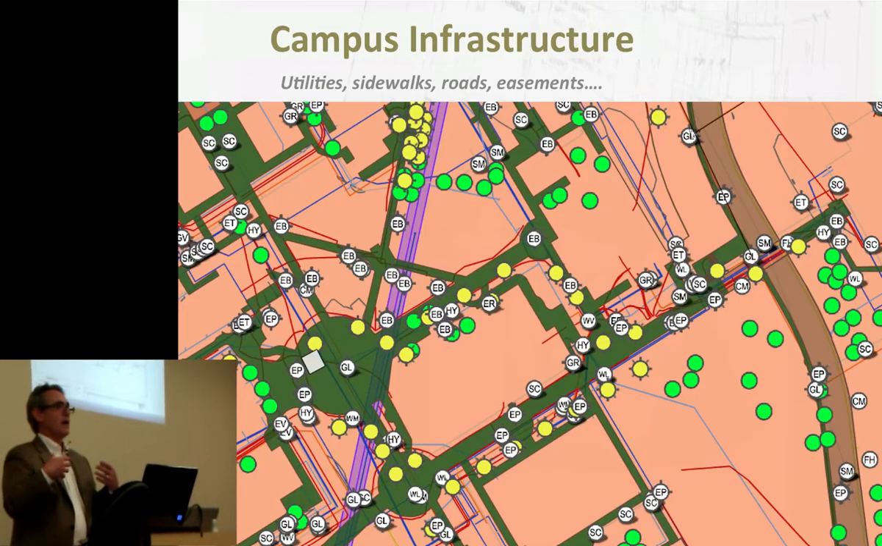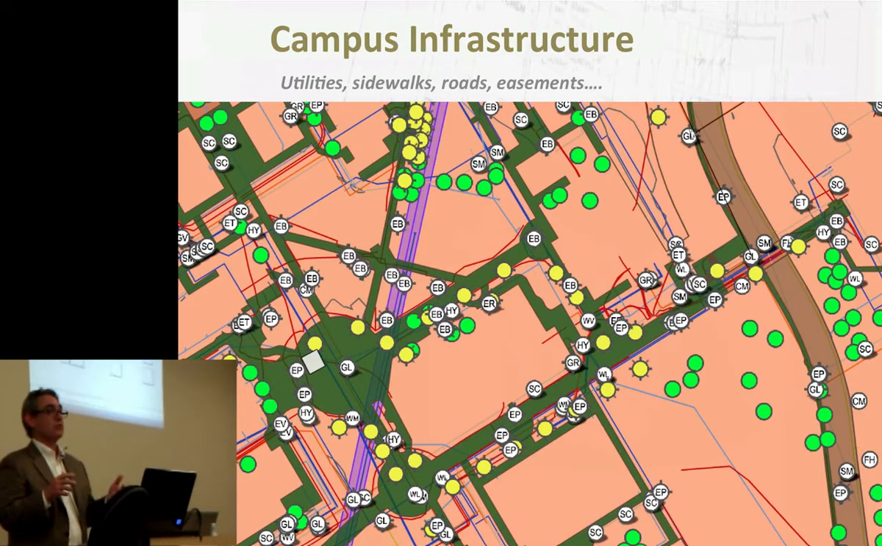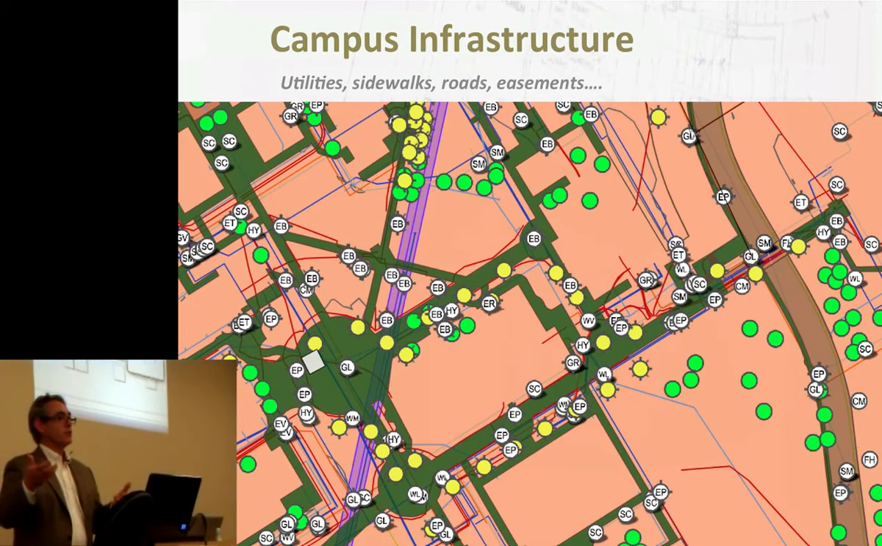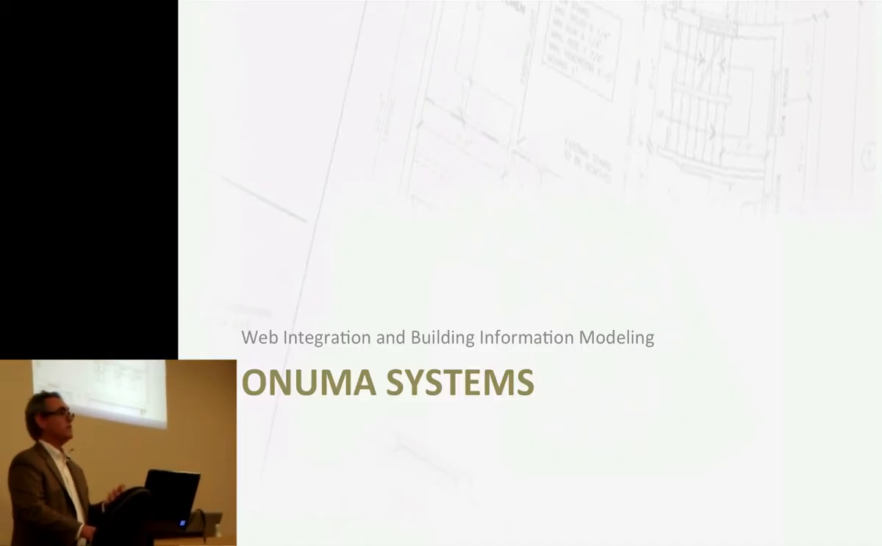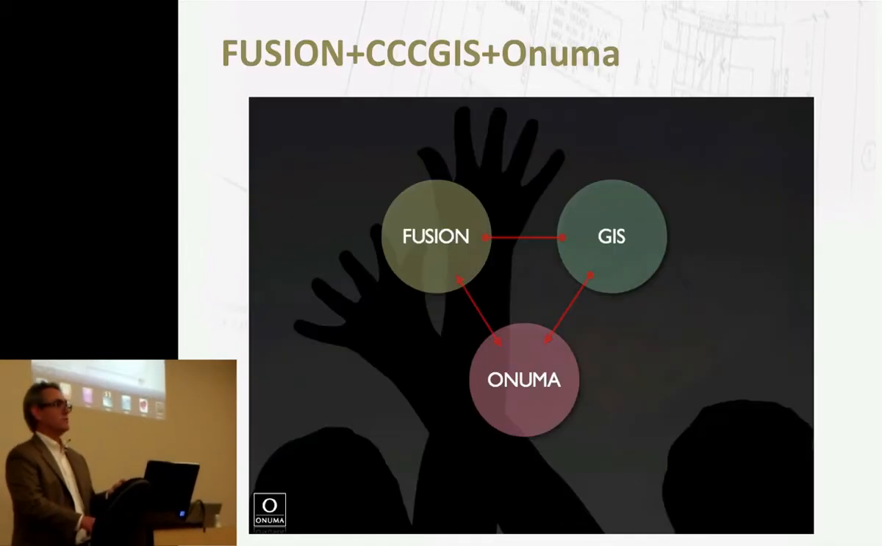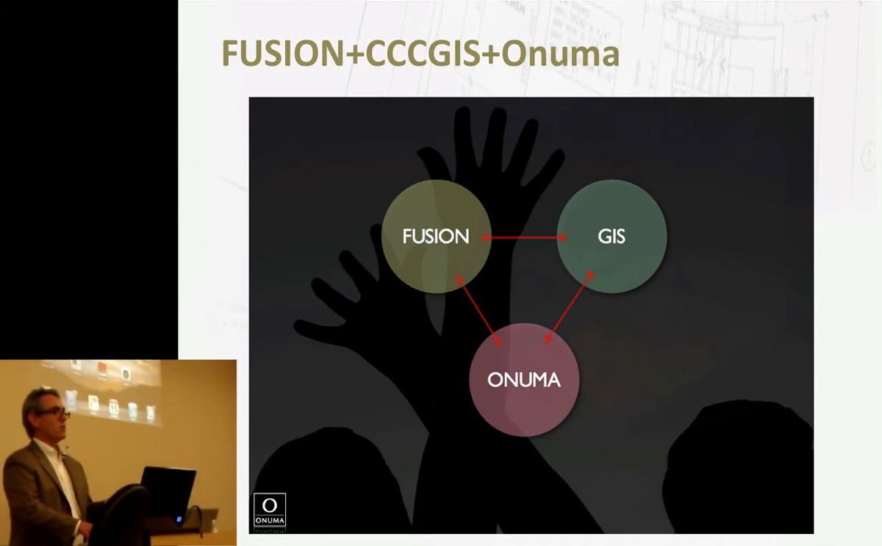In addition, we are hosting infrastructure data for a few campuses. One key campus right now has this level of data, and other campuses have more summary information. But we have the ability to host this infrastructure data for use in all sorts of master planning activities. So the Onuma system then comes along, and it becomes the integrator that helps us bring the Fusion and the GIS system together without us having to develop our own major applications on top of the work we've already done.